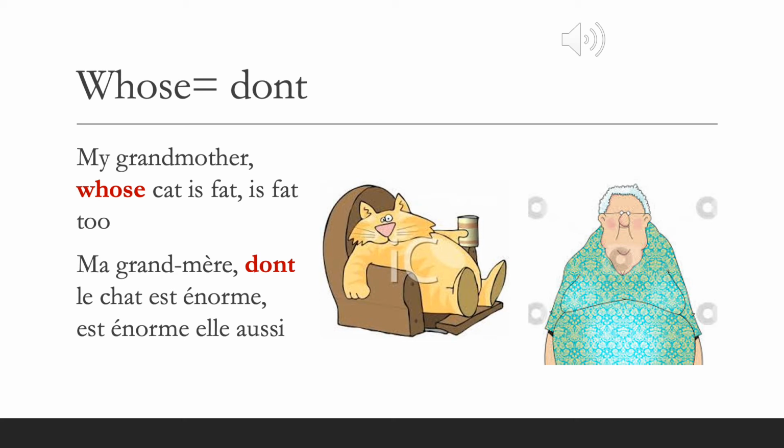So look at this example here. My grandmother, whose cat is fat too. So you're talking about your grandma's cat. In other words, the cat of your grandmother. So when you flip it round and you want to say my grandmother, whose cat is fat too, you say ma grand-mère, dont le chat est énorme elle aussi.